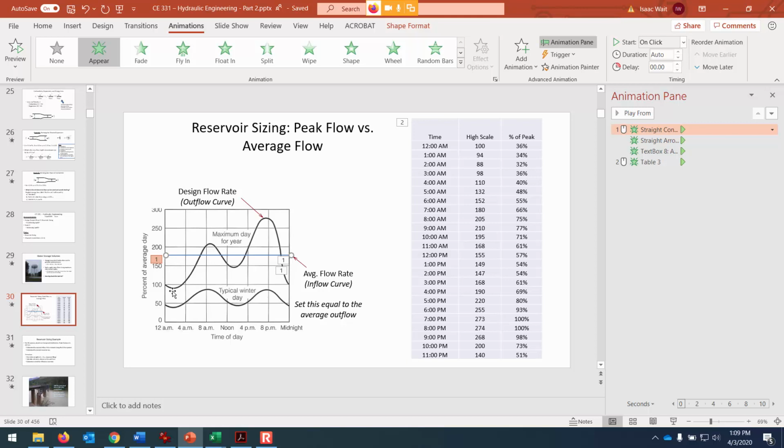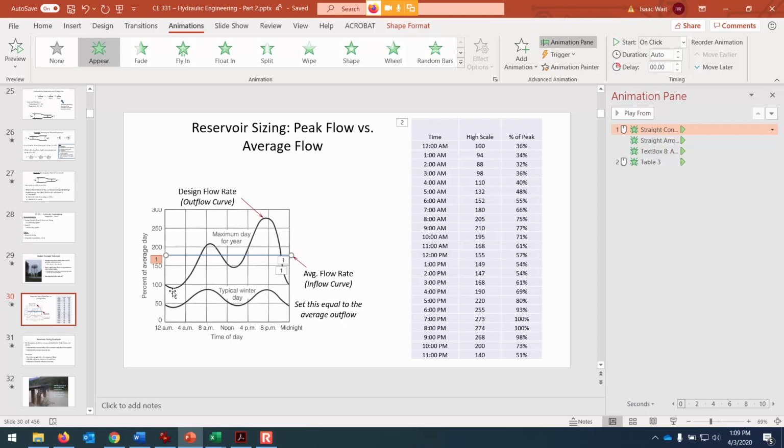And so a storage tank downstream of the water treatment plant, or if it's a spring or a well, whatever it is that we're producing the water with, you want to have a storage tank, and then when the demand in the city is high, you draw down from the storage tank.